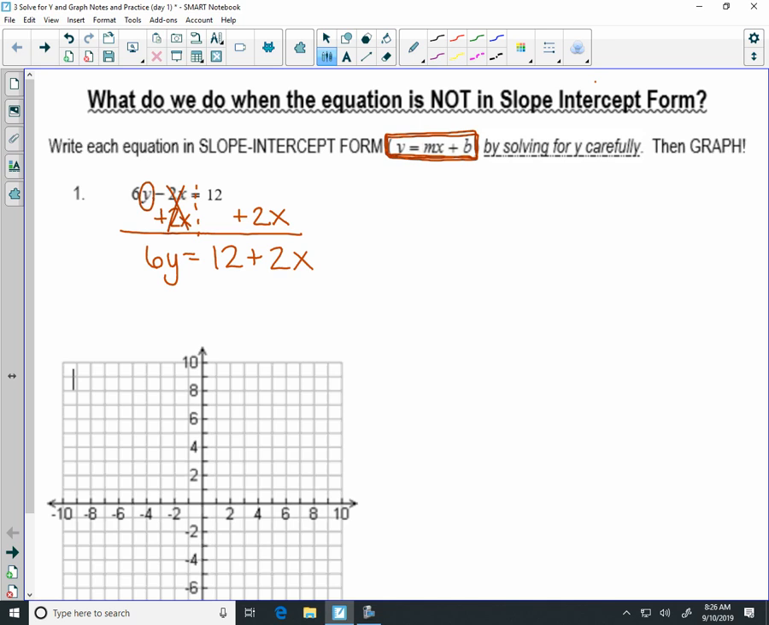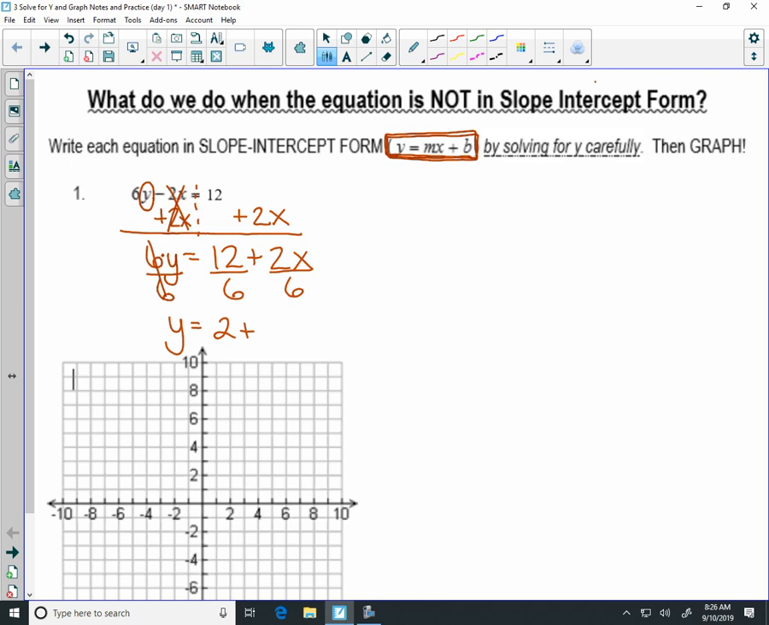All right, now how am I going to break this couple up? 6 and 1. Divide. And I'm going to divide everywhere. That's a big deal here. Because if you don't divide everywhere, you're going to get the wrong slope or the wrong y-intercept or maybe both. So my 6's cancel. 12 divided by 6 is 2.